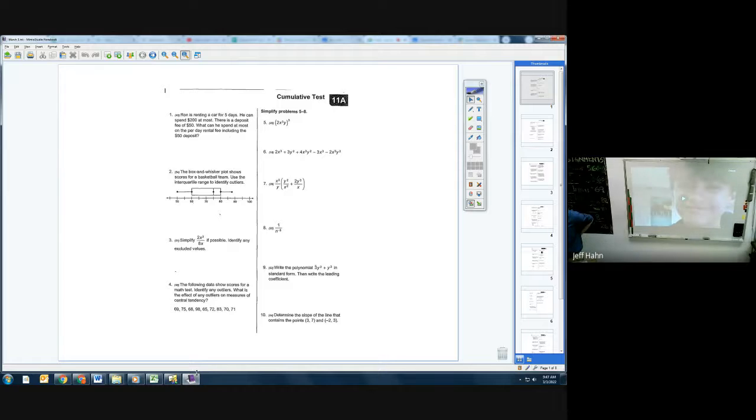Number eight is n to the 5th power. Nine is y cubed plus 3y squared, and the leading coefficient is a 1. Ten is 4/5. Eleven is no, it is not a solution. Twelve, if you're making a slope intercept form there, y equals negative 1/2 x plus 1.